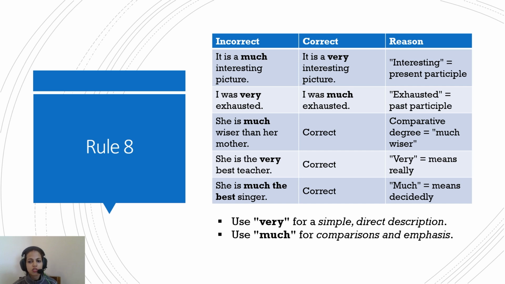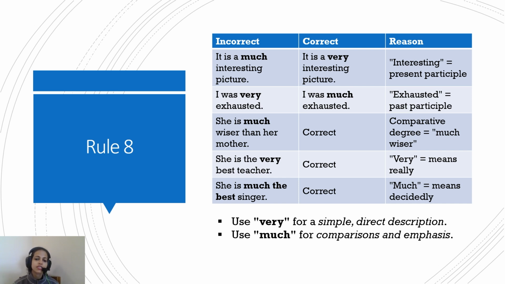I was very exhausted. Now, exhausted is a past participle, and hence we will say I was much exhausted. Although I was very exhausted sounds correct because that's how we speak these days, the grammatically correct way would be I was much exhausted, because exhausted here is a past participle.